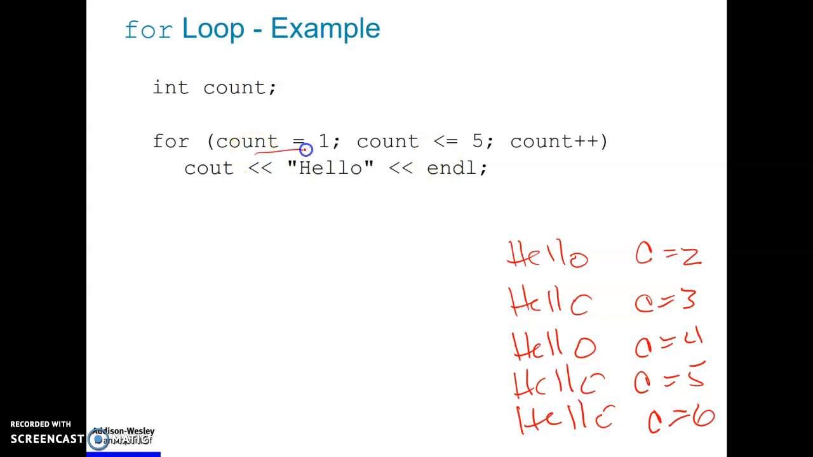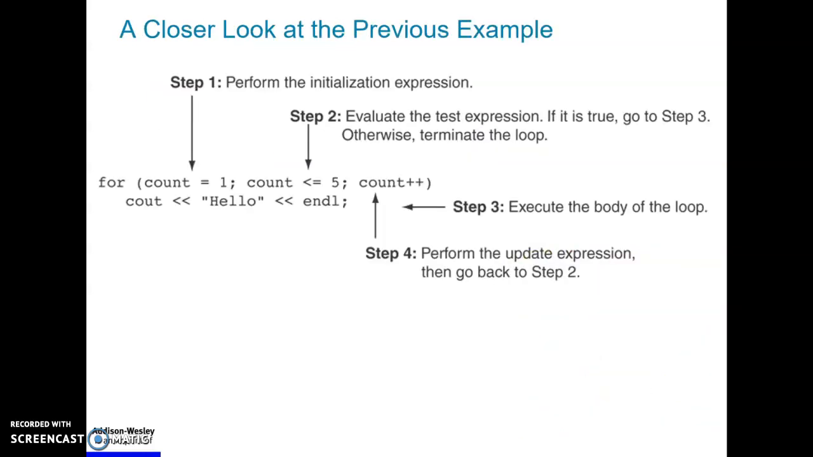But the idea that it initializes first, tests it, and then executes the body of the loop, does the update, tests, does the body of the loop, updates, tests. As long as the test is true, it executes the body of the loop. Otherwise, it fails. So just to recap, it performs the initialization expression, evaluates the test expression, if it's true, it goes to step 3 where it executes the body of the loop. And then step 4 is going to perform the update and then go back to step 2.